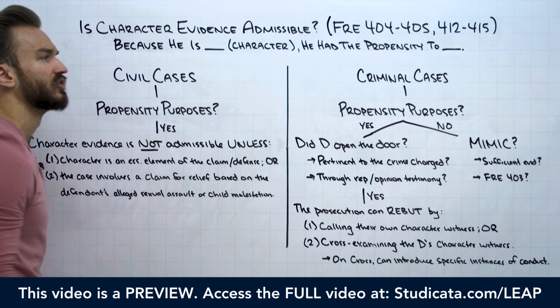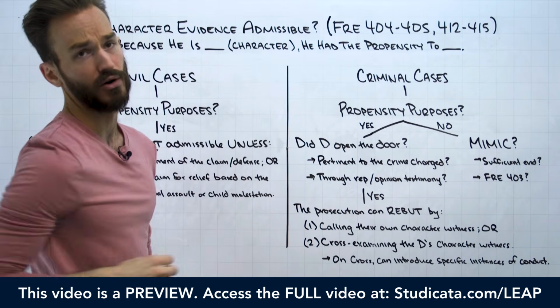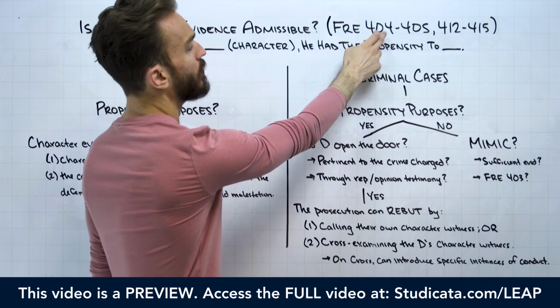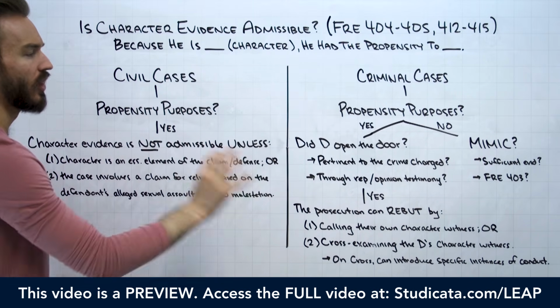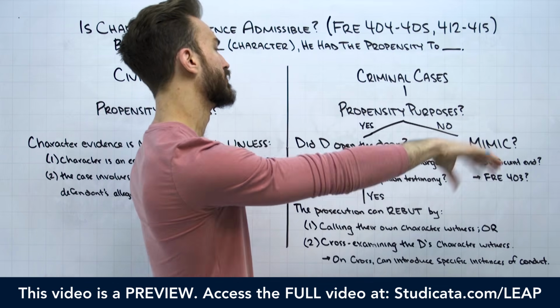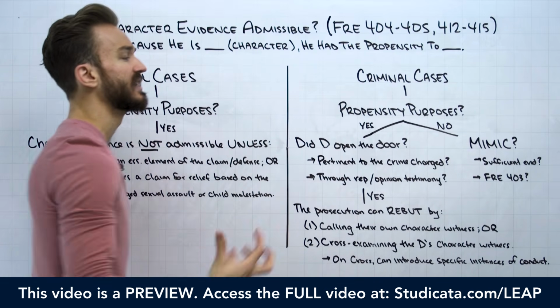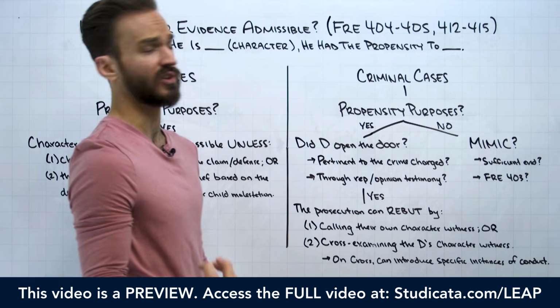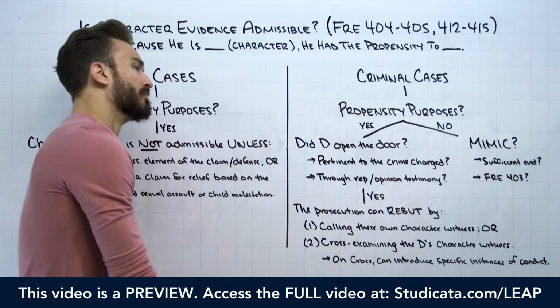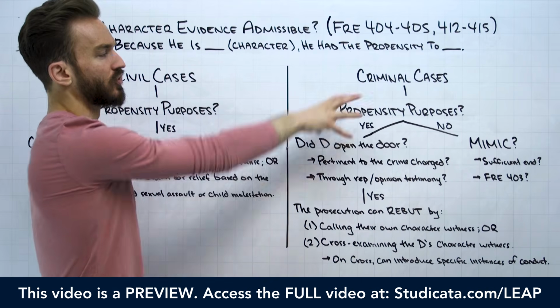Remember, 404 is addressing propensity character evidence. Non-propensity character evidence is outside the scope of 404, right? So we'll talk about that more in criminal cases when we get there, because it's more prevalent where we see evidence being introduced for non-propensity purposes when we get to this discussion of MIMIC, right? But we can move past civil cases into criminal cases.